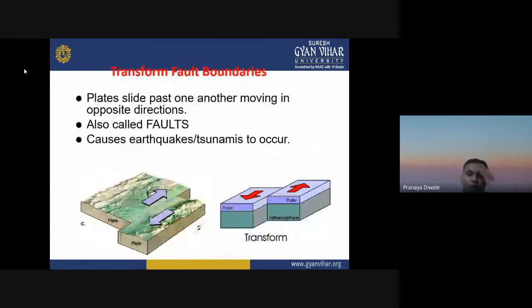Transform fault boundaries. Plates slide past one another, moving in opposite directions. Plates that slide past one another and move in opposite directions are known as transform fault boundaries. They are also called faults because they cause earthquakes and tsunamis in those areas.